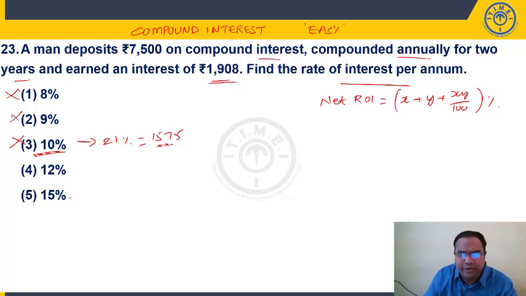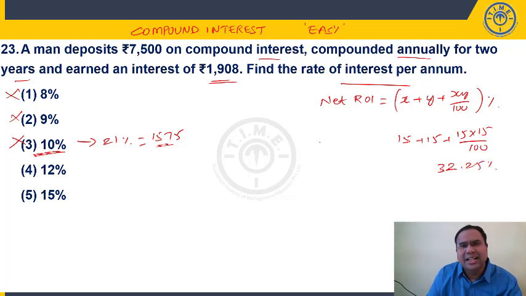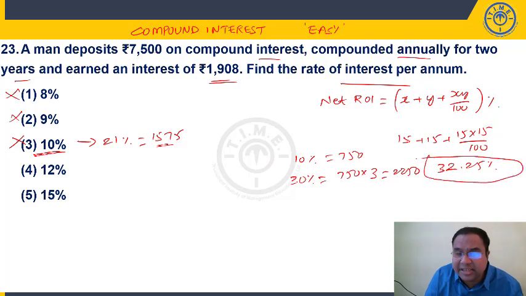Now let us take up 15%. This is an easy thing to do. 15% for 2 years. What will happen? 15 plus 15 plus 15 into 15 upon 100. So it will be 32.25% net rate of interest. See, don't calculate 32.25. 30% itself will be how much? How much is my 10%? 10% is 750. 30% will be 750 into 3, 2250. Right? For 15% 2 years, net rate of interest is 32.25.